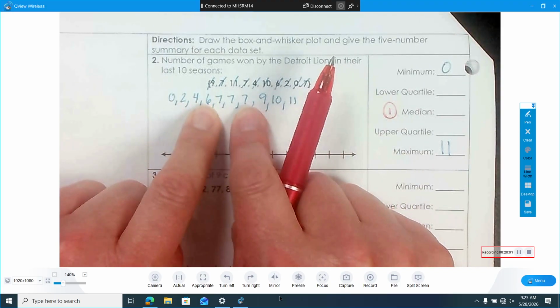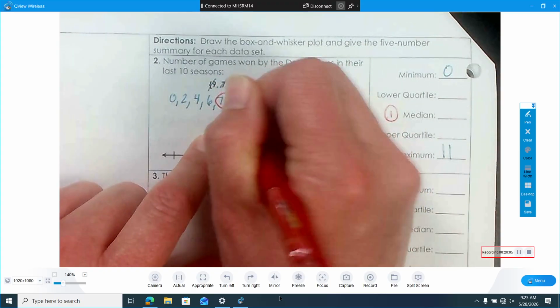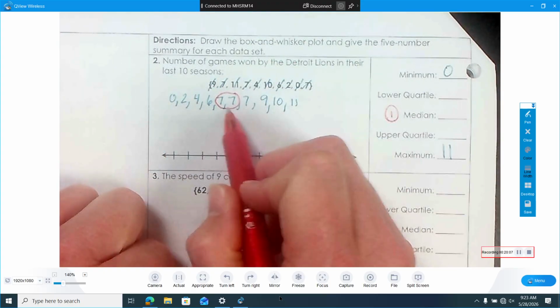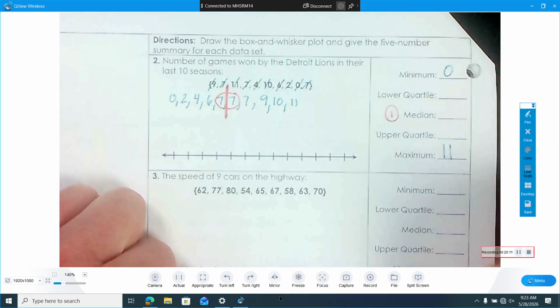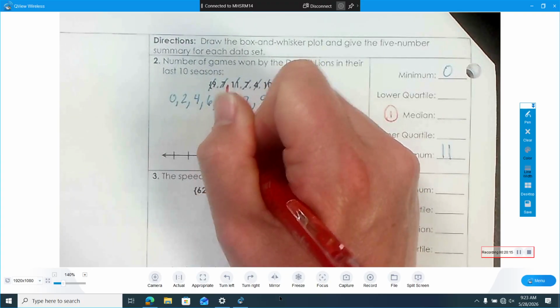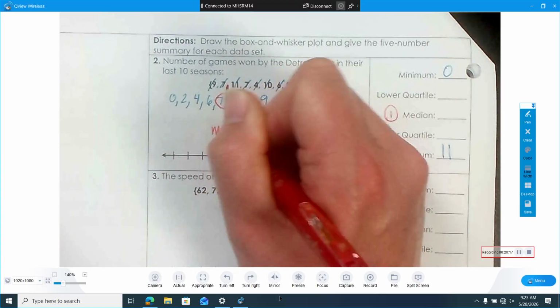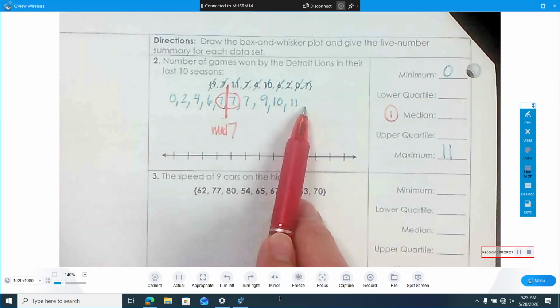Yeah, between 7 and 7. Right here. So we've got 4 to the left, 4 to the right. There's 2 in the middle, so it is splitting the 2 7s there. That is our median, which is 7. So you can see how we've got 5 numbers to the left and 5 numbers to the right.